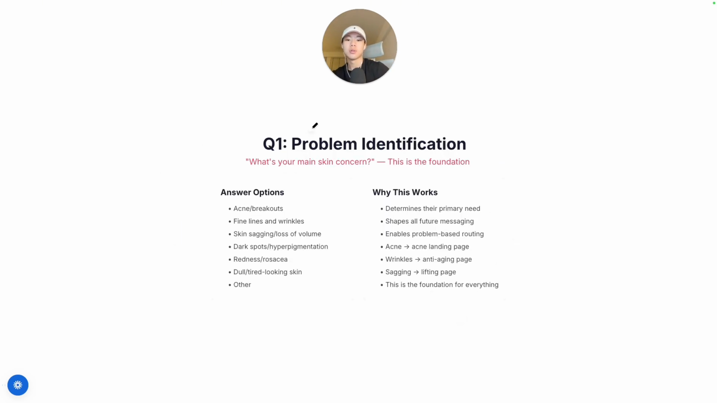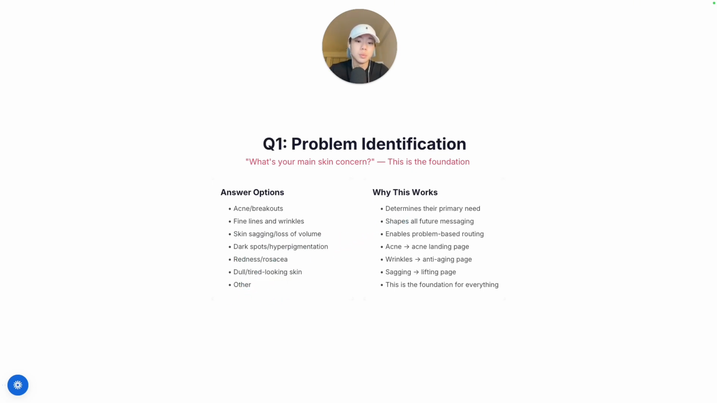So let's dive a little bit deeper into the specific questions that we're going to ask, right? So for question one, what kind of options that you can have. For example, you ask the question, what's the main skin concern at the moment? Okay, you might have acne breakouts, fine lines, skin sagging, dark spots, redness, dull or tired looking skin or others, right?